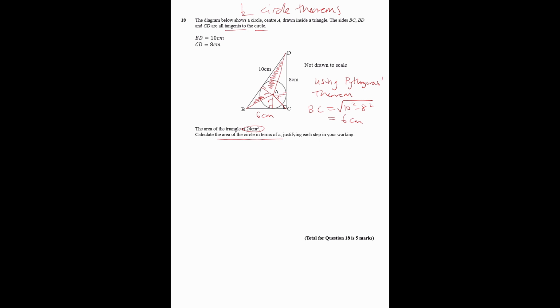So the area of triangle BAD equals half times 10 times r, which equals 5r centimeters squared. That's the area of triangle BAD. Then I'm going to do the same with CAD. So it's this triangle over here.